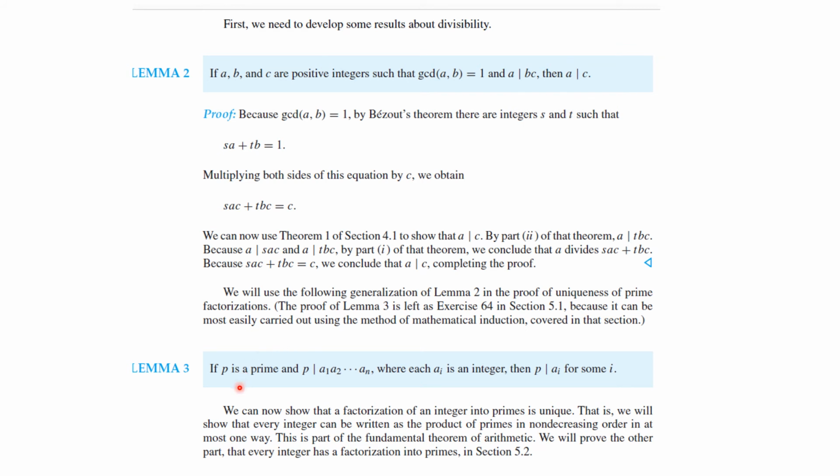But here's another lemma. If P is a prime and P divides the product of A1 through AN, where each of those is an integer, then P has to divide one of those integers. And in fact, you could prove that by contradiction if you wanted to.